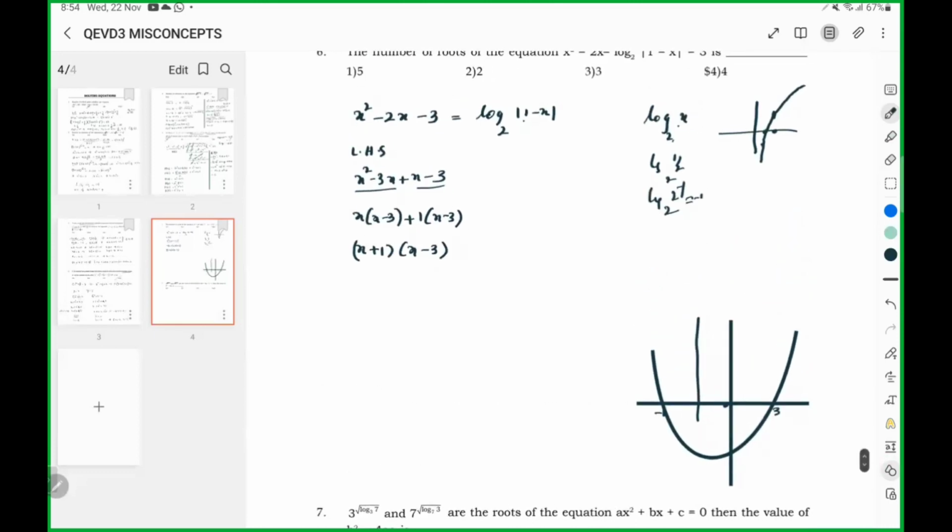So after 1, since modulus is there, two graphs will come. This is the kind of graph you get. In a similar way, you get a graph like this because modulus is involved. So if you observe the graph, 2, 3, 4 points of intersection. So 4 solutions are possible.